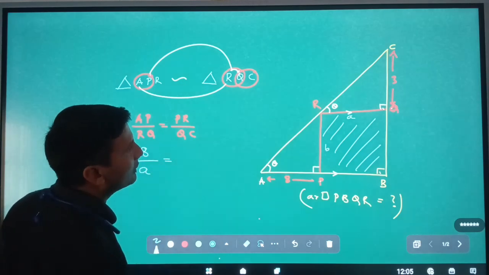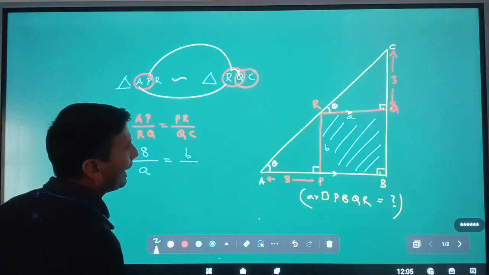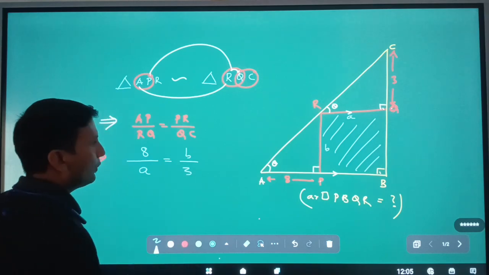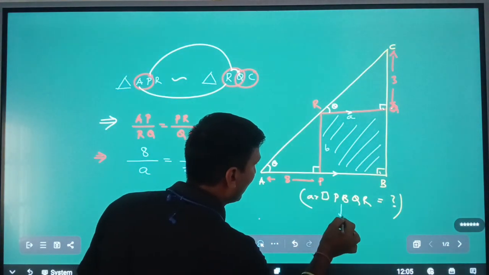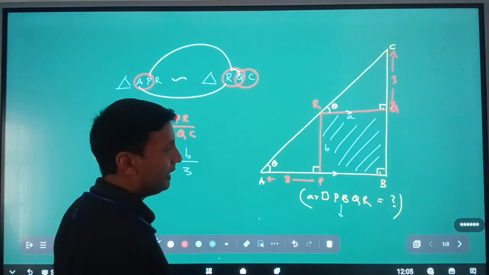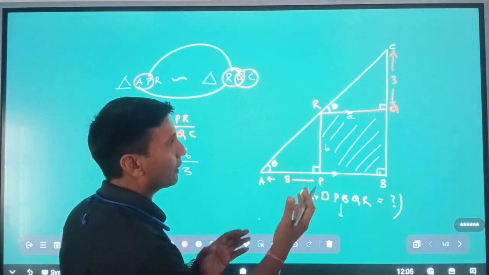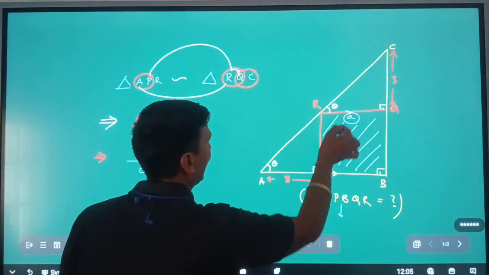Similarly, PR is going to be B, and what is QC? QC is given 3. So what we have to find out is the area of PDQR. PDQR is a rectangle, as I have stated. So the area of the rectangle will be equal to the product of its two adjacent sides, and the two adjacent sides have been given as A and B.